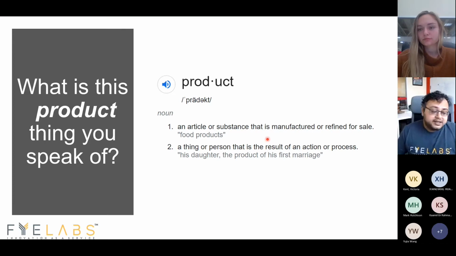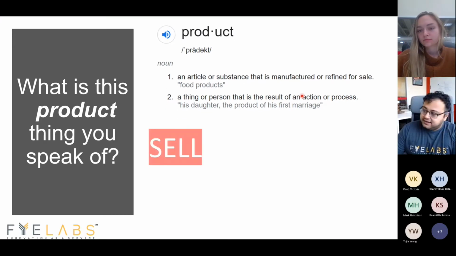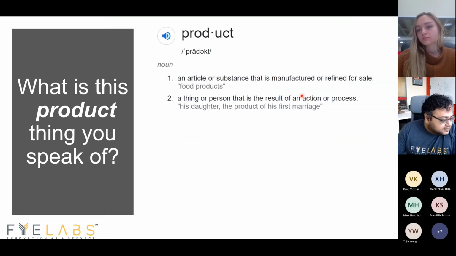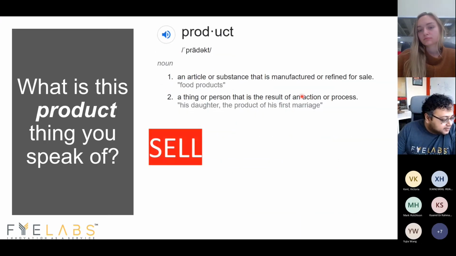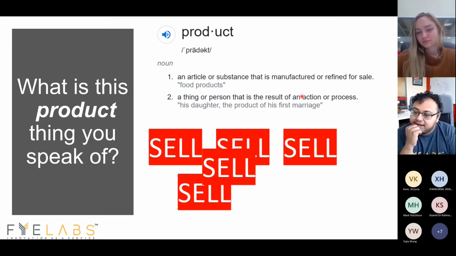So the most important thing about a product is you need to be able to sell it in some way, shape, or form. I put it out there like six times. I actually had an animation for that too, and somehow, there we go. So you have to be able to sell your product.